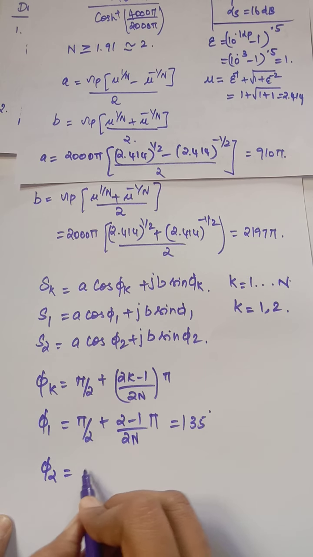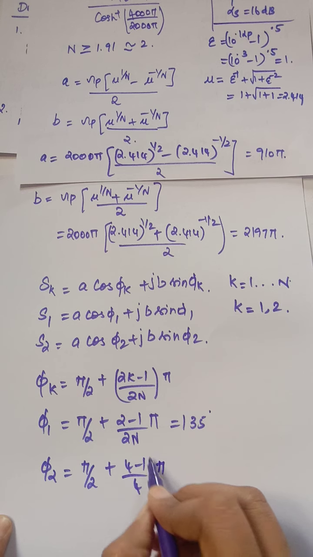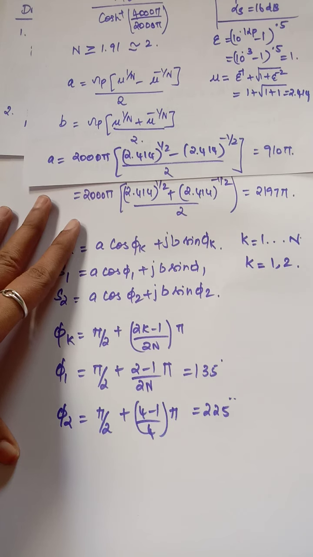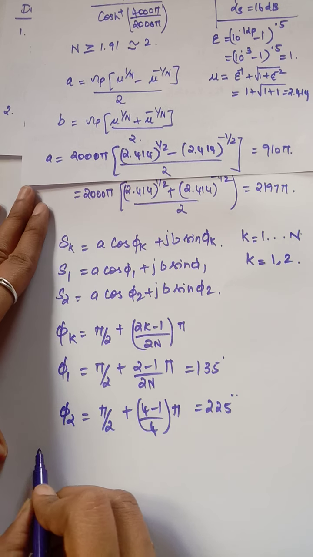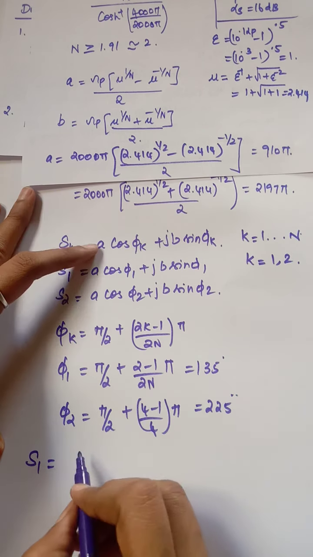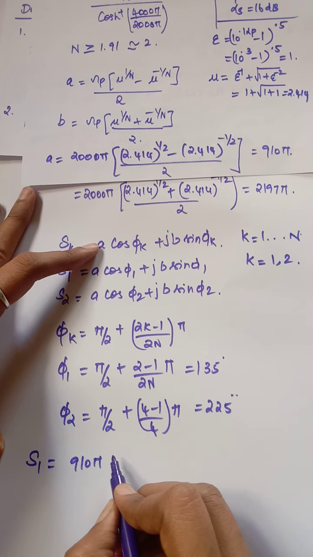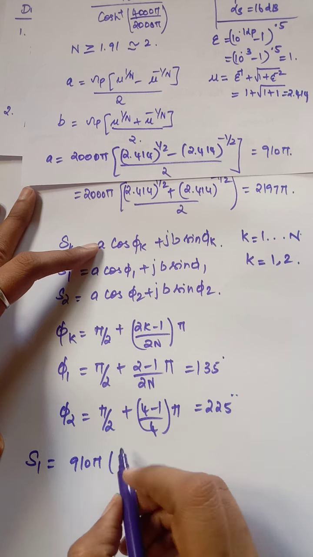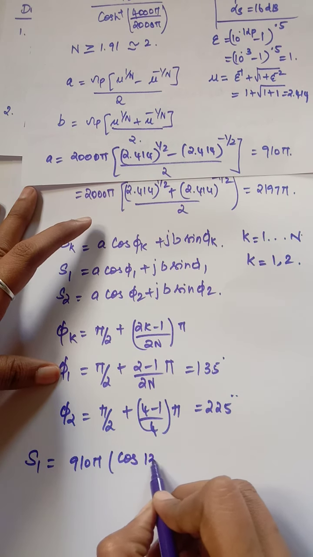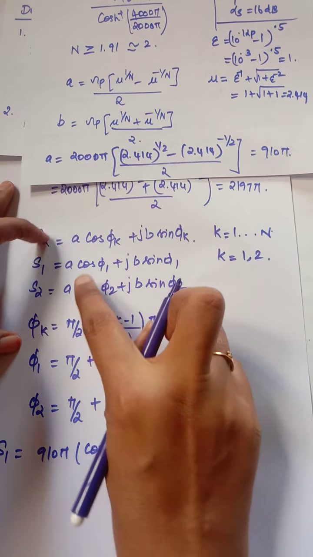So phi 2 is equal to pi by 2 plus (4 pi minus 1) divided by 4 into pi, which is equal to 225 degree. So the next one is where I need to substitute the values in s1. So s1 is equal to a cos phi 1, a is 910 pi into 5, cos phi 1, where phi 1 is 135 degree, plus j b.